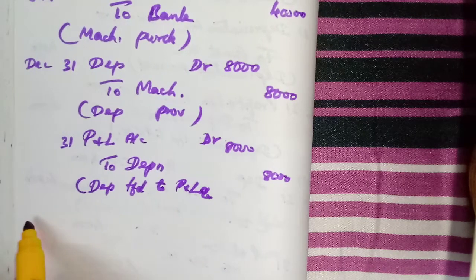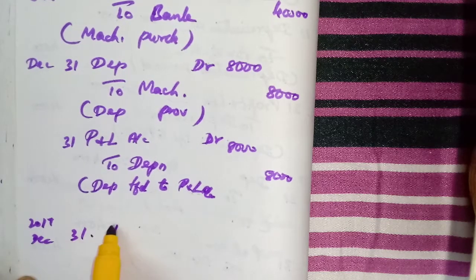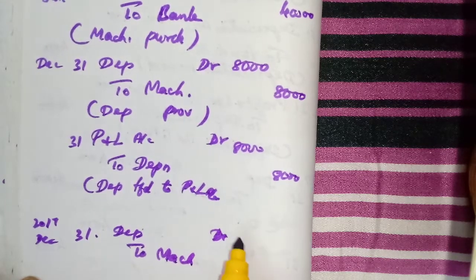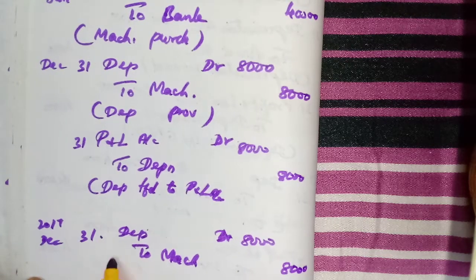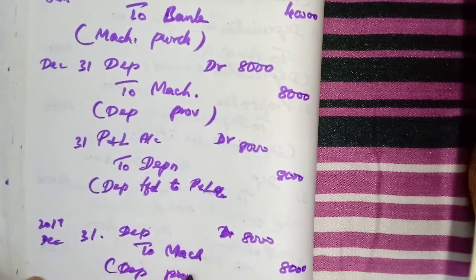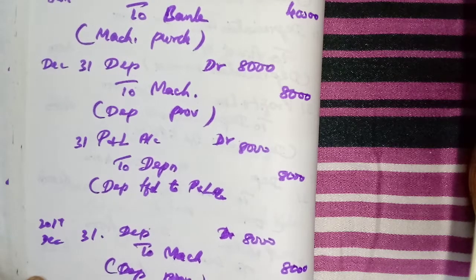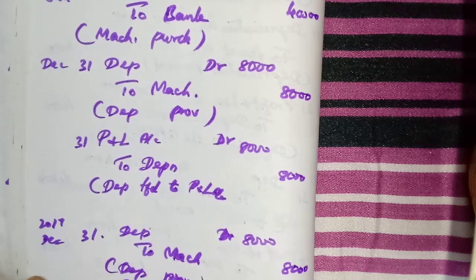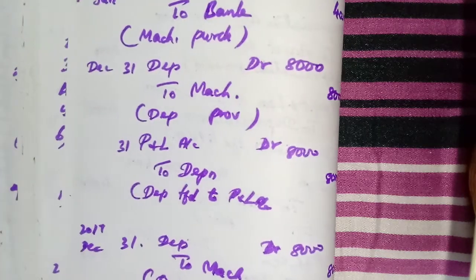Then next year, 2017 December 31. Depreciation account debtor to machinery account, 8,000. Very easy. You have to learn these entries. That's all. Then depreciation provided. Then again on 31, profit and loss account debtor to depreciation account. Then depreciation transferred to P&L account, 8,000. Now, what is the question they have asked?